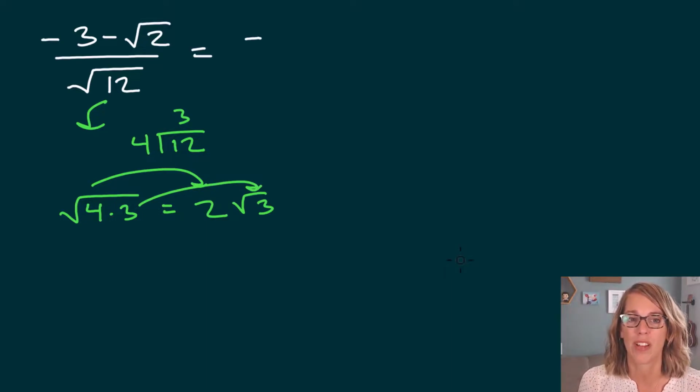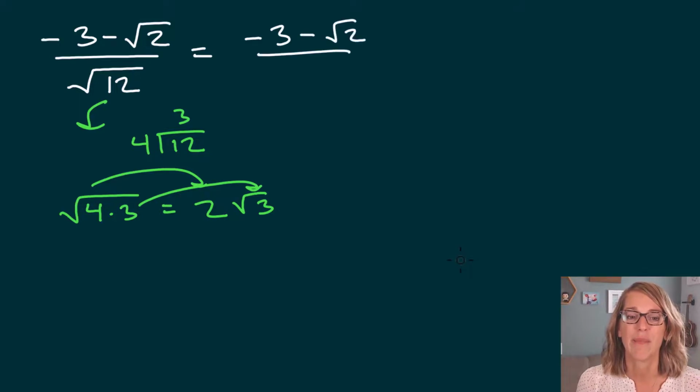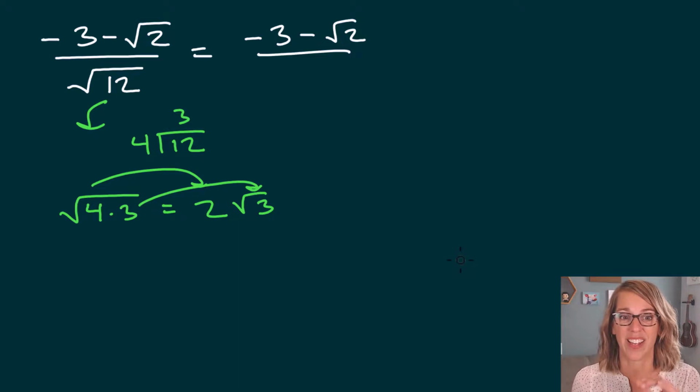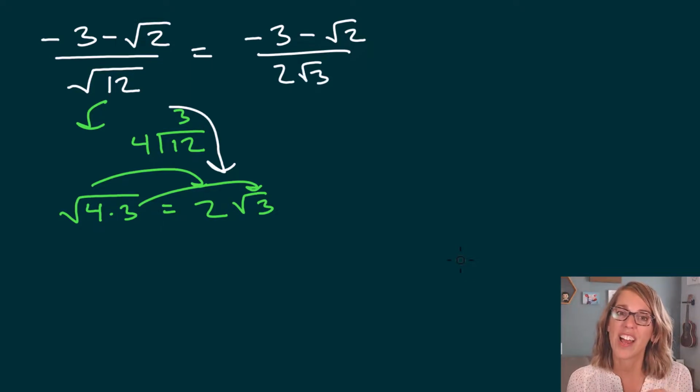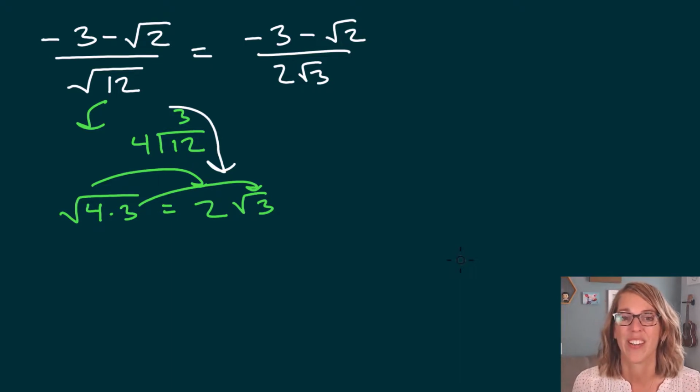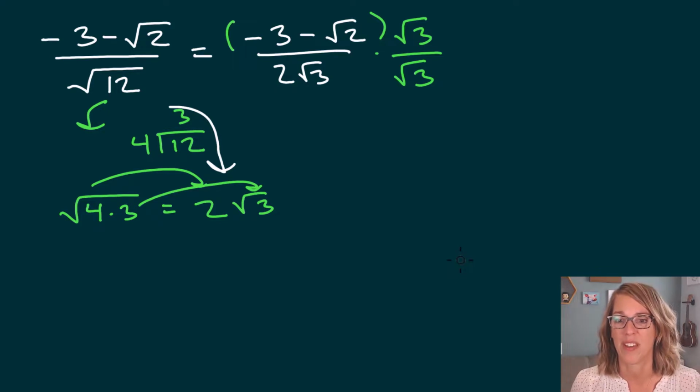So let me rewrite what this looks like. In my numerator, I've got those two terms, negative 3 minus radical 2. In my denominator, I've simplified this a lot. The square root of 12 is equal to 2 radical 3. That means I just need to multiply by another radical 3 to get rid of the square root in the denominator. Whatever I do to that denominator, I need to also multiply in by that numerator. And I'm going to put that numerator here in parentheses.